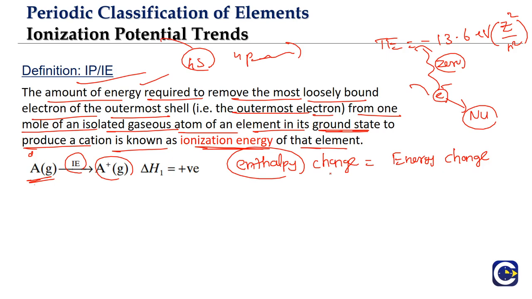When we go to the thermodynamics chapter, we will learn more about what enthalpy change is. But here, what we need to know is that enthalpy change is nothing but the energy change. Here, as you see, the energy change will be positive. Why will it be positive? Because we have to supply energy. So for the process to happen, this amount of energy has to be given.